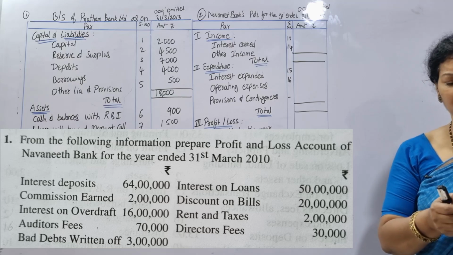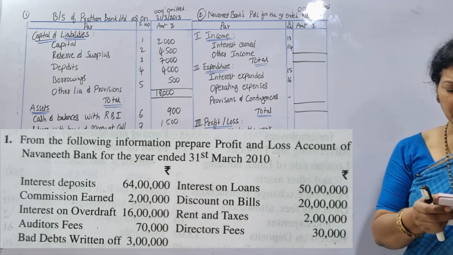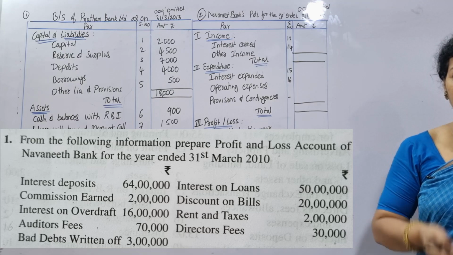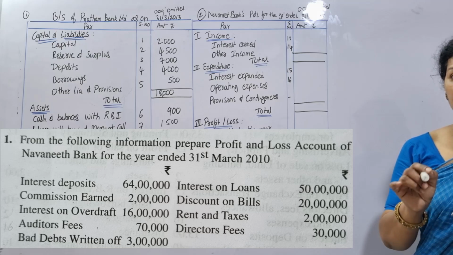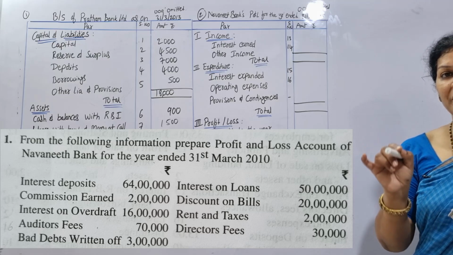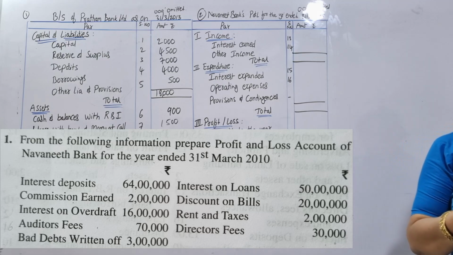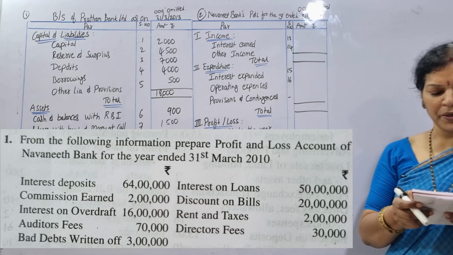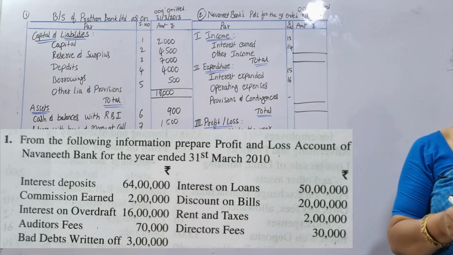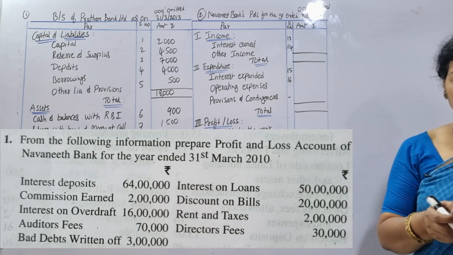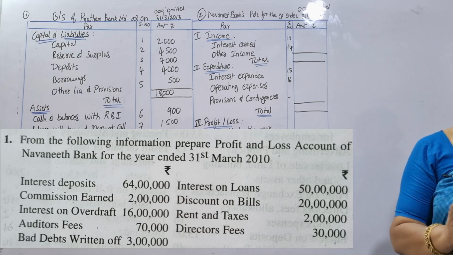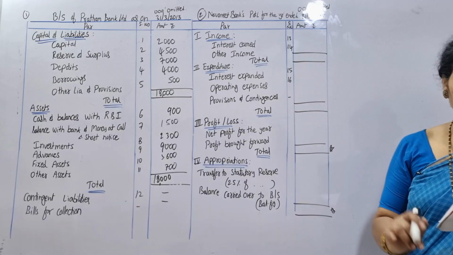Discount on bills is also interest earned. The bank is getting a discount on the bill. It's income, so this is always added along with the interest. So schedule number 13. And rent and taxes, operating expenses, schedule number 16. Director's fee is also schedule number 16. Operating expenses 30,000. Clear? Now as per this we have to go ahead.